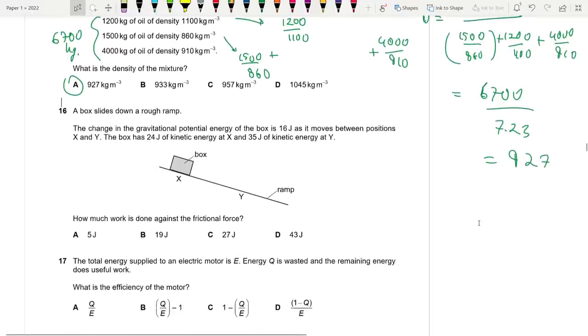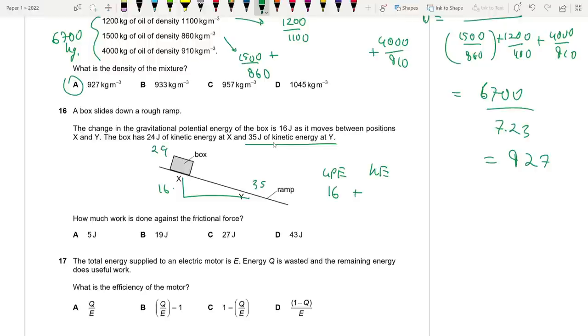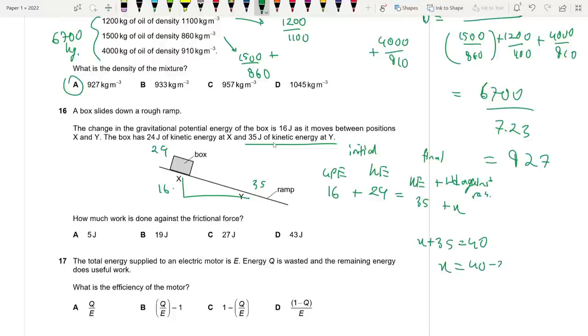16. A box slides down a rough ramp. The change in GP is 16 joules as it moves between positions x and y. The box has 24 joules of kinetic energy at x and 35 joules of kinetic energy at y. How much work is done against the frictional force? So initially we had GP of 16 and some KE of 24. On the final energy side, we have KE of 35 and some work done against resistance, which is unknown, X. So X plus 35 is equal to 40. X is equal to 40 minus 35, which is 5. 5 joules of work is done against resistance, so 16A.